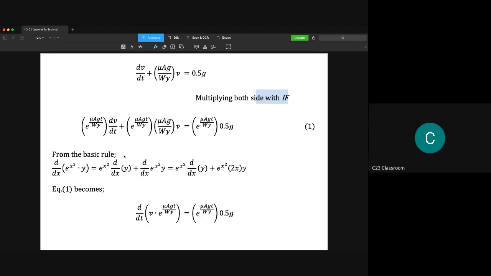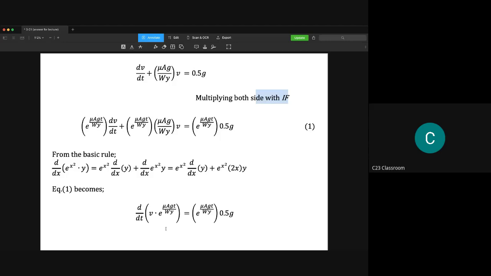And then we have one rule that we could use to simplify this term, the equation number 1. So the rule is this one. If we have d/dx of e to the power of e squared times y, we could simplify it as this one. And then if you see what we have here in equation number 1, and we compare with the basic rule here, we could simplify the term here as this one.